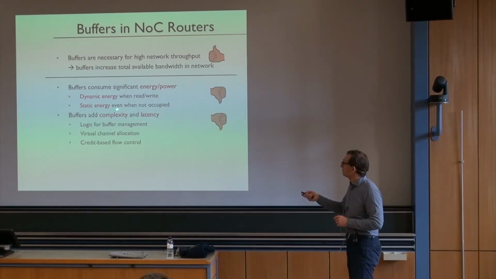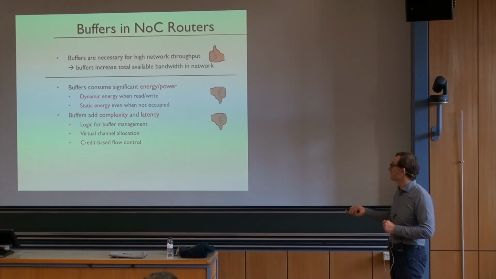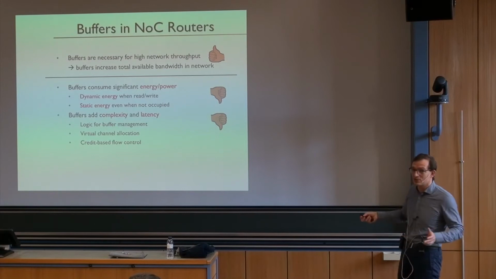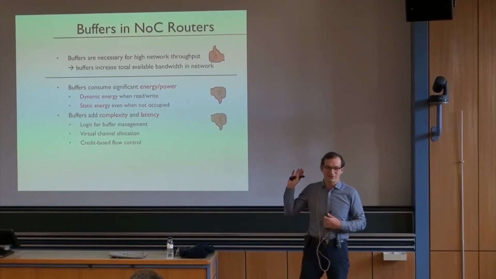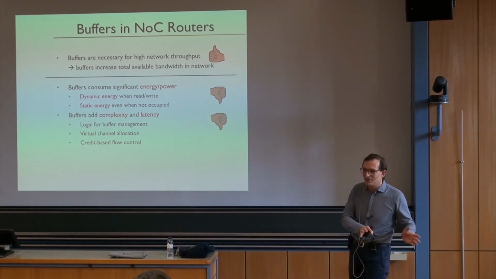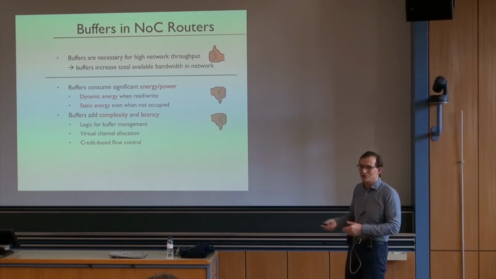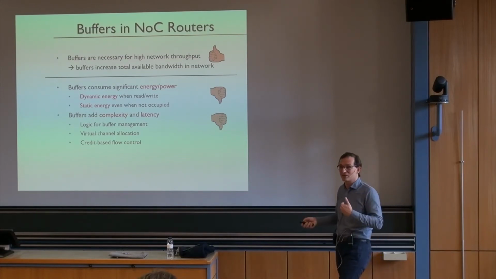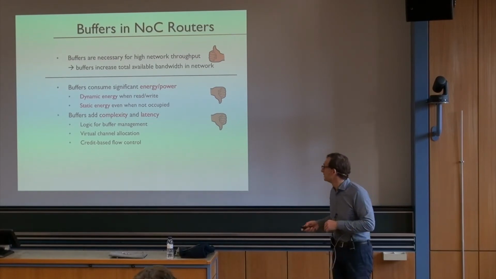And buffers also add complexity and latency because you need to have logic for buffer management, and we've seen that. Virtual channel allocation, credit-based flow control, and this actually complicates the network quite a bit. A lot of the complications that we've discussed are because of buffering. Certainly routing itself has complication, but buffering adds significant flow control. You actually need a back network to handle these credits, ACK-NACKs, or on-off control, right?